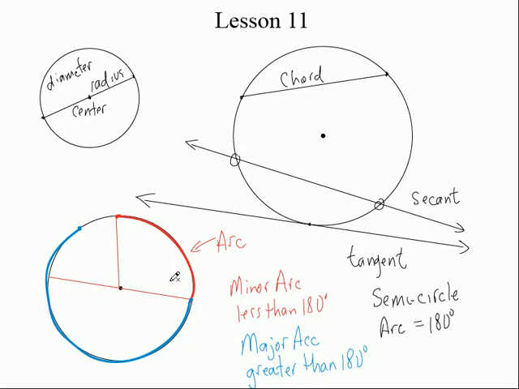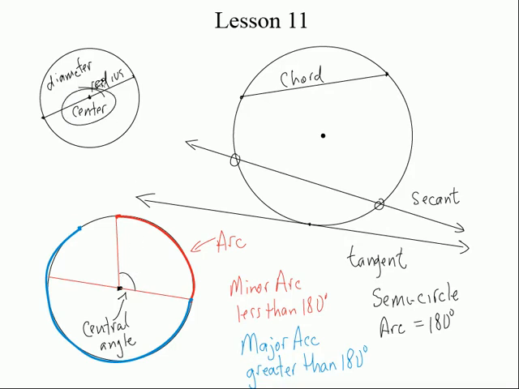Okay, let's do this. Let's talk about this minor arc right here. Do you see this angle that's formed? I call this angle right here the central angle. I call it a central angle because where is the vertex of that angle? It's at the what of the circle?